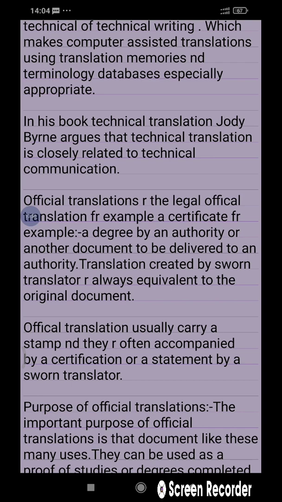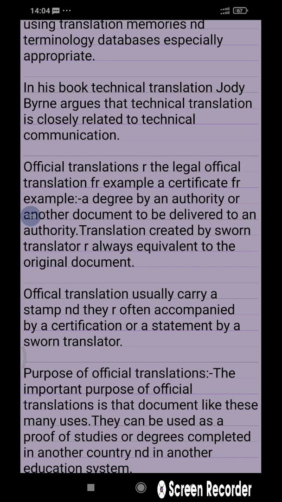In his book Technical Translation, Jody Byron argues that technical translation is closely related to technical communication. Jody Byron argues that technical communication is totally related to technical translation. While we communicate technically with other countries and do the documentation work, it is totally related to technical translation.